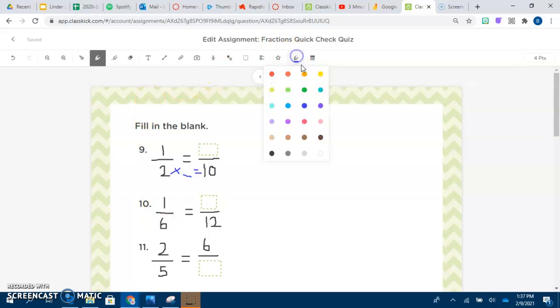I'll do it a different way. Well, I know 2 times 5 equals 10. So I'd have to times this part by 5, because whatever you do to the bottom or the top, you have to do the same. So 1 times 5 is 5. So I know 1/2 is the same as 5/10.